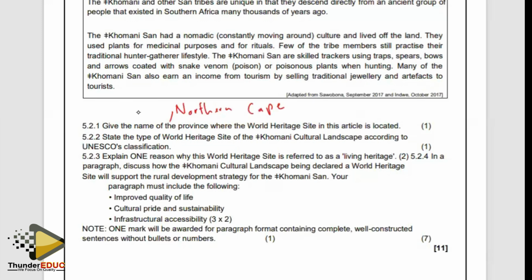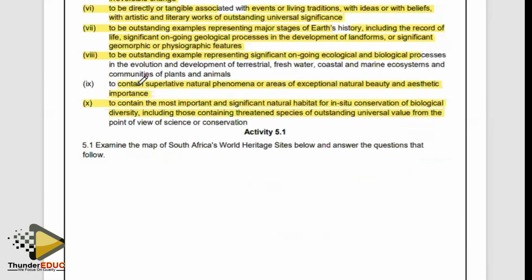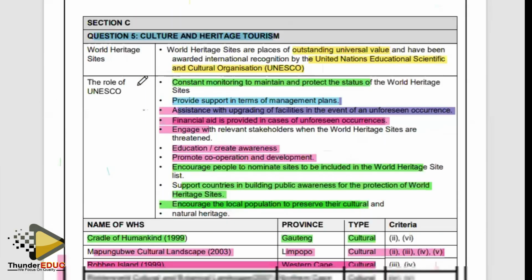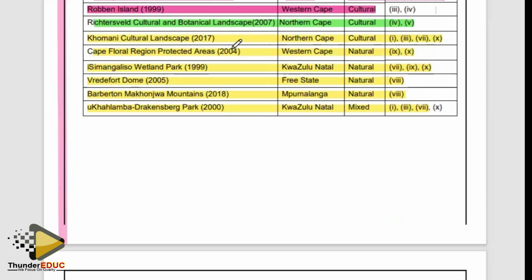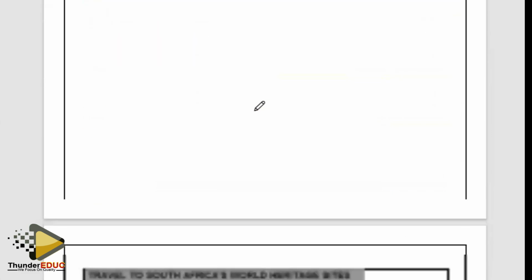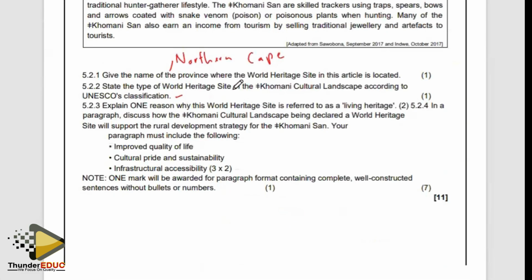That is the Northern Cape. State the type of World Heritage Site of Komani according to UNESCO's classification. If you go back to the table which has the different types, you can see that the Komani cultural landscape is actually a cultural landscape. Even the description itself fits the cultural part. So Komani is a cultural landscape. According to UNESCO, it is a cultural landscape.